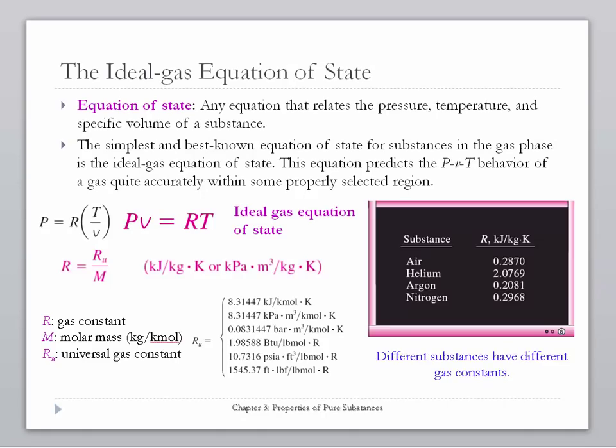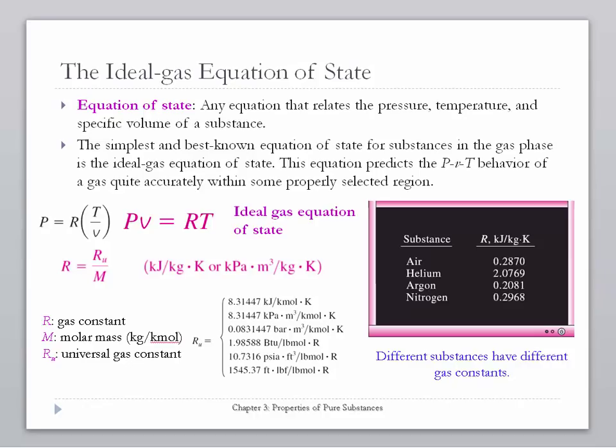Continuing with the lecture, the next topic is the ideal gas equation of state. An equation of state is simply any type of equation that relates pressure, temperature, and specific volume for a substance. The easiest version of an equation of state is the ideal gas law, which we have all seen in chemistry. This is defined as P equals R times T divided by the specific volume.